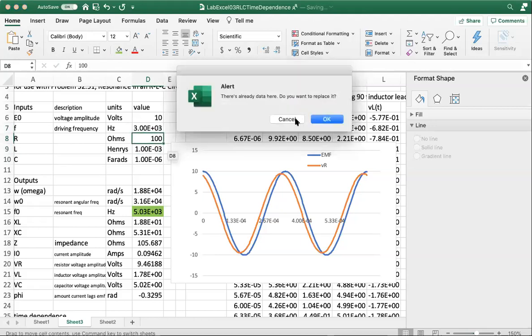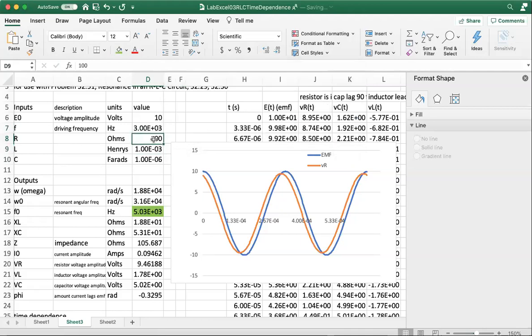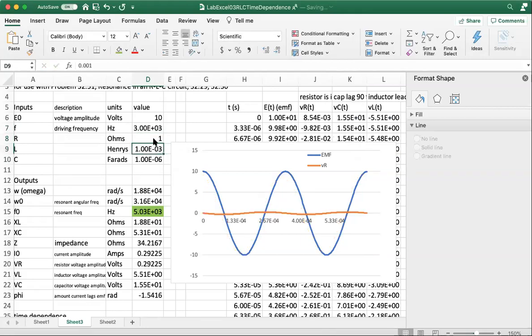Oops, there's data already here. Okay. So what I'll do here, I'm at 100 ohms. Let's say I just go to 1 ohm. How does that look? So boom, 1 ohm. Now it's gone all of a sudden. I'm at 3,000 and it's tiny. However, the resonance is still 5,000.